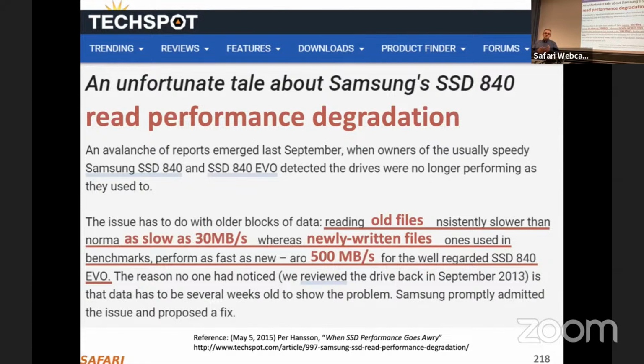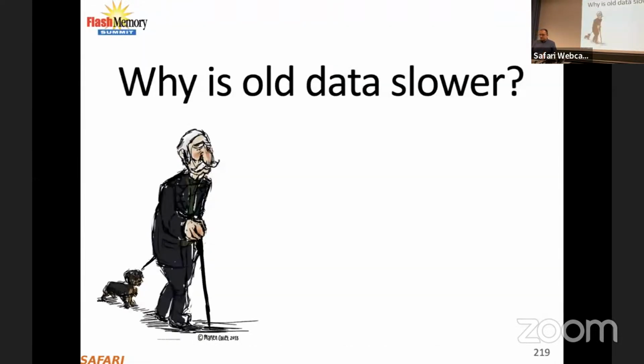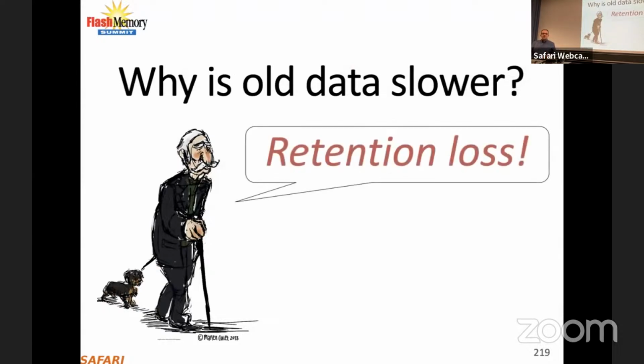Your device does not need to be old, but your data is old. There is some data that you program to your SSD, and then you don't update it for a while. Accessing old files is much slower compared to newly written files. That's a very interesting point. So why is old data slower? Because of retention loss.